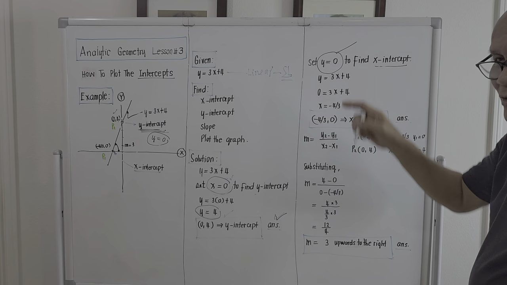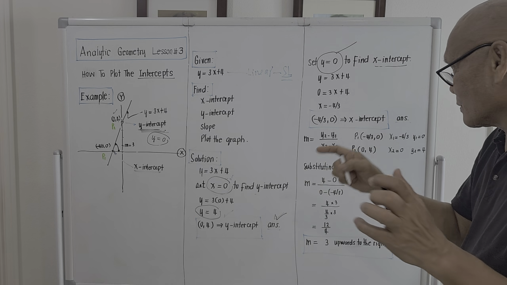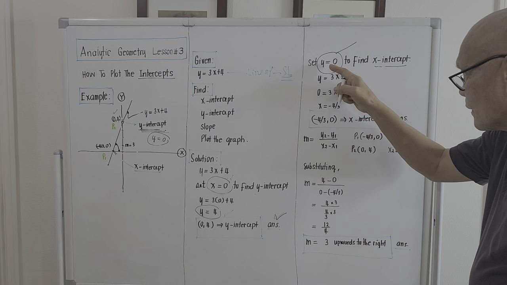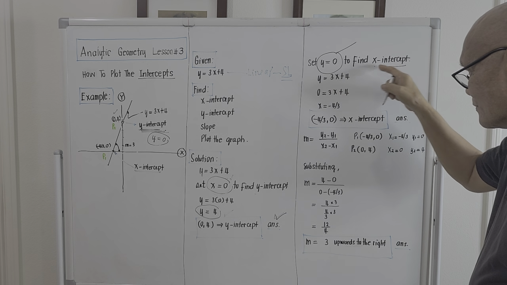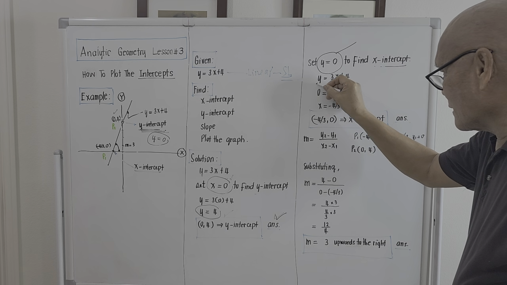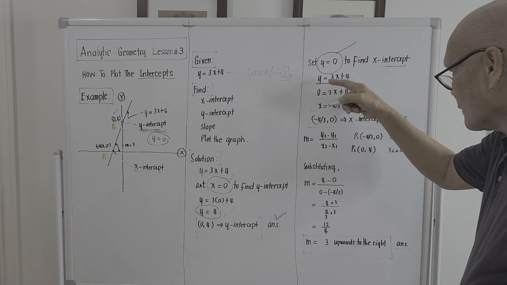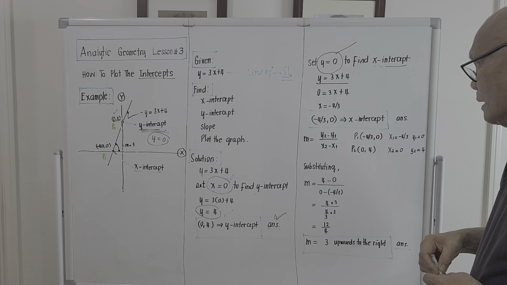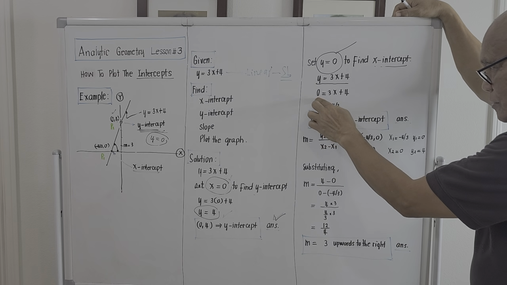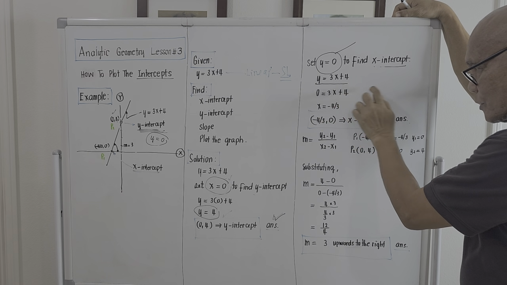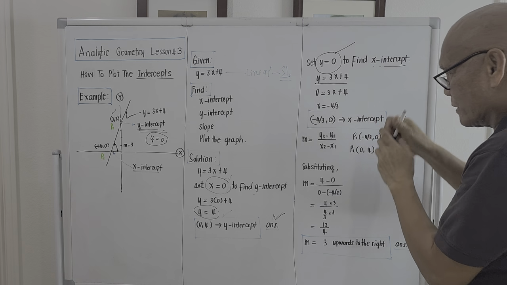And this will not change. For as long as we are solving for the x-intercept, we will set y equal to 0, for it to be called the x-intercept. So, going back to the given equation of the straight line, y equal to 3x plus 4, we set y equal to 0. So this should be 0 equal to 3x plus 4. X now will be negative 4/3.